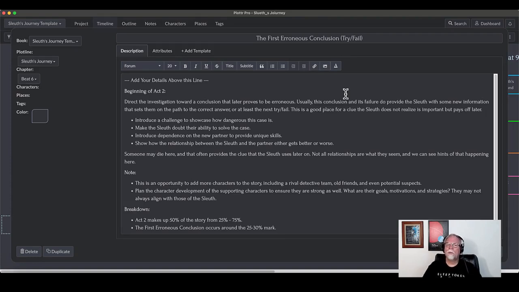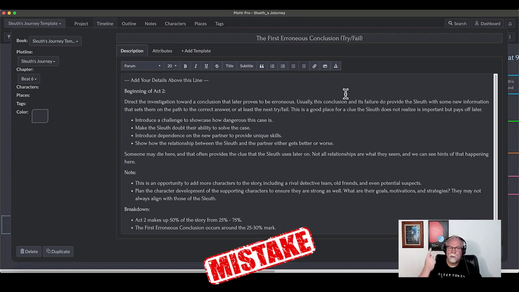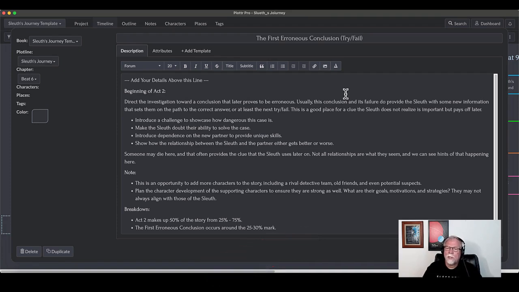Now, you can have more than one erroneous conclusion, more than one try-fail. And depending upon the length of your story, you might have a few of these at this point. These can be red herrings, suspects that end up being cleared, something like that. But the main thing is we're directing the investigation towards a conclusion, some kind of conclusion that the detective is assuming is correct, and that proves to be wrong. Now, sometimes that means that this crime is not what it at first appeared to be, something along that line, okay? But be sure you place a clue the sleuth does not realize is important, but pays off later.